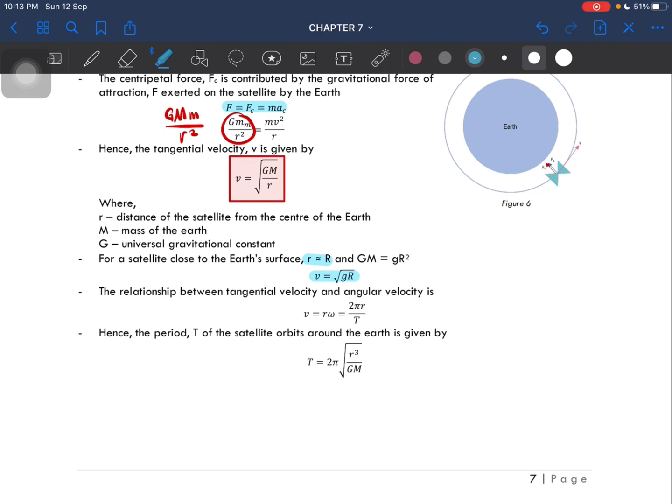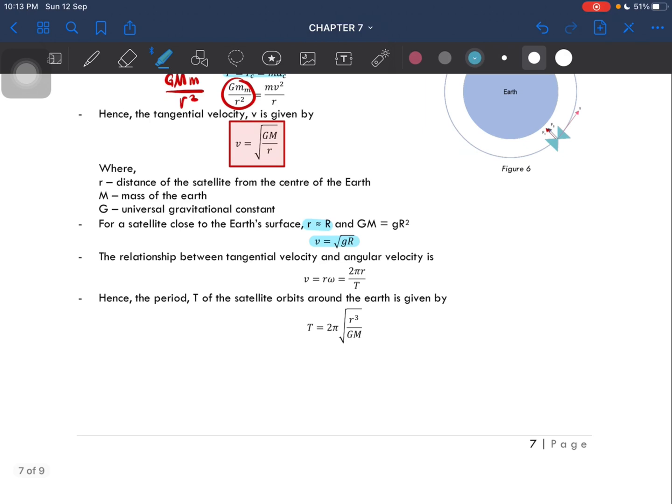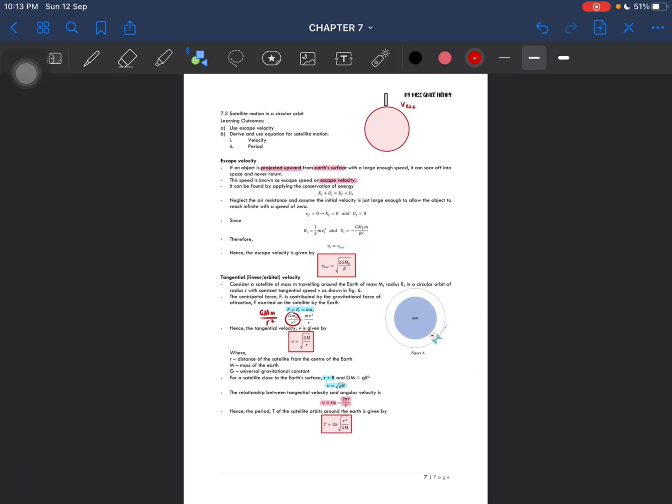From here we can then find the period of the satellite. We know that tangential velocity can be related to the angular velocity, which is v equals r omega. And omega is equal to 2 pi over T. From here we can find the equation for T. You rearrange, and you should get the period as this equation here. That is basically the theory part for satellite motion in a circular orbit.